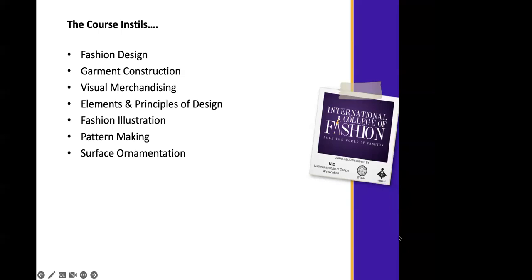So visual merchandising will teach you all of that, and it is very important even when you are creating your own stores. What kind of lighting, what kind of displays, what kind of flow of a person. So all that will be taught.